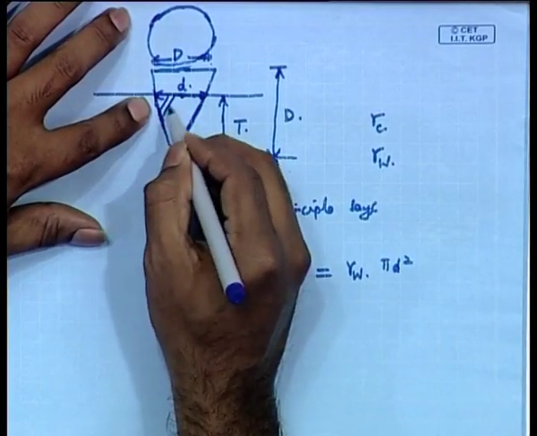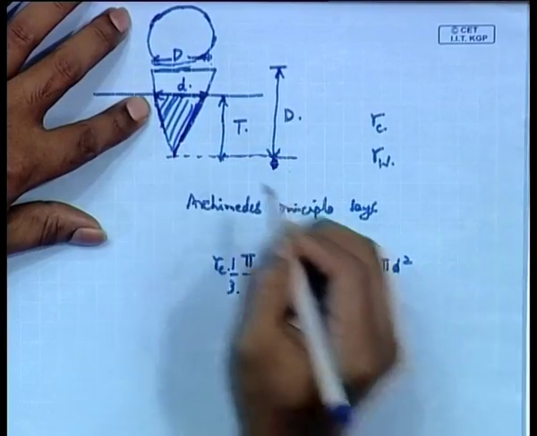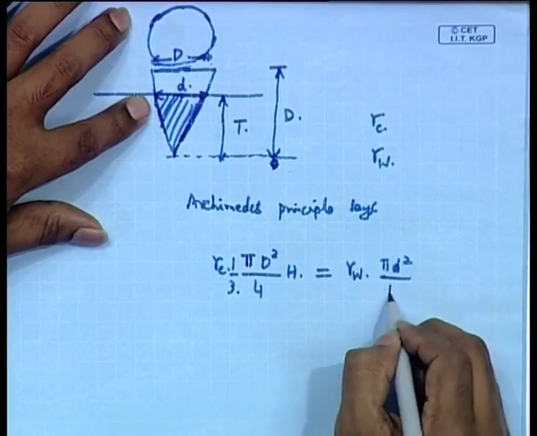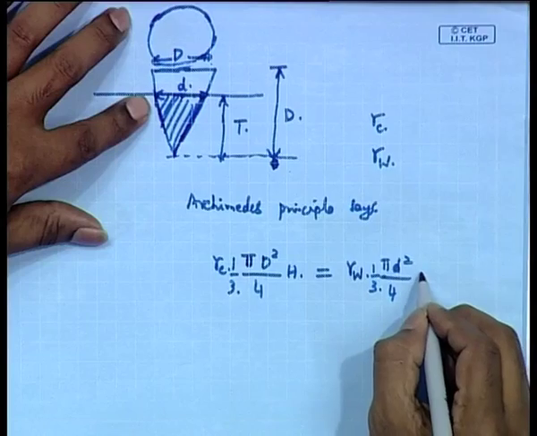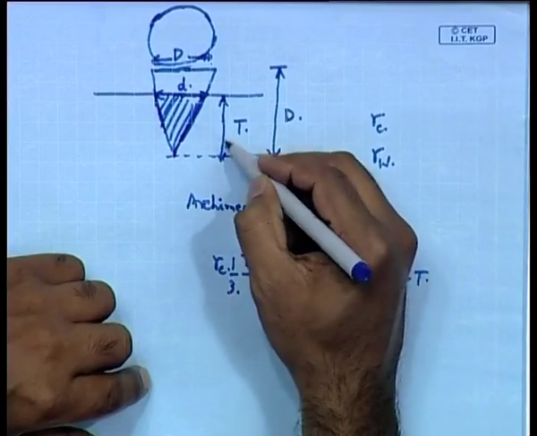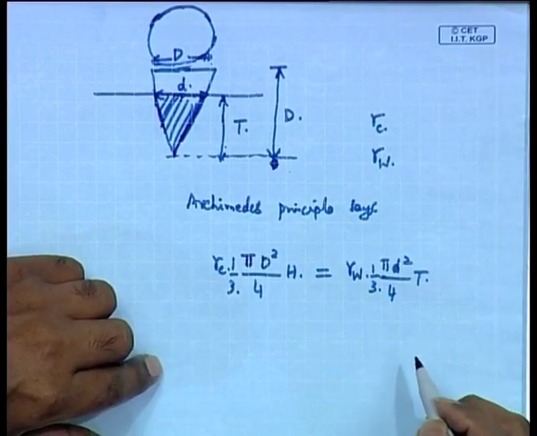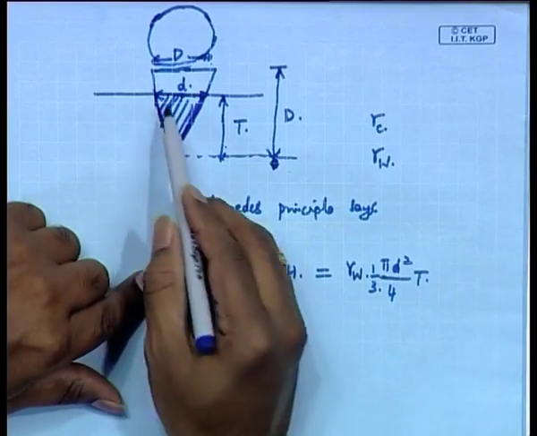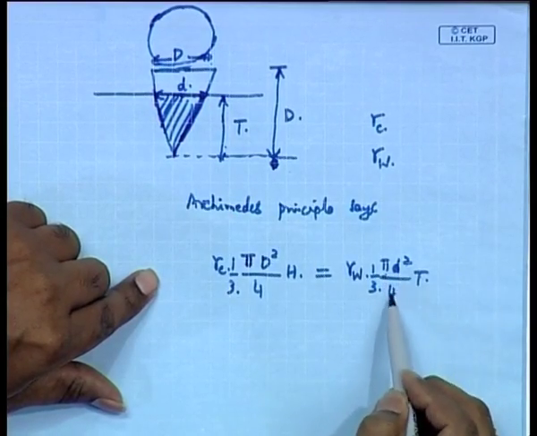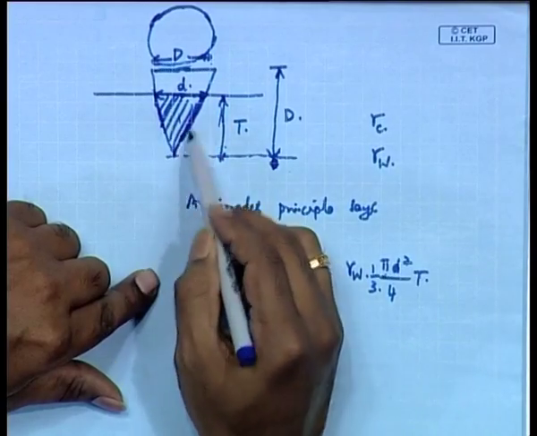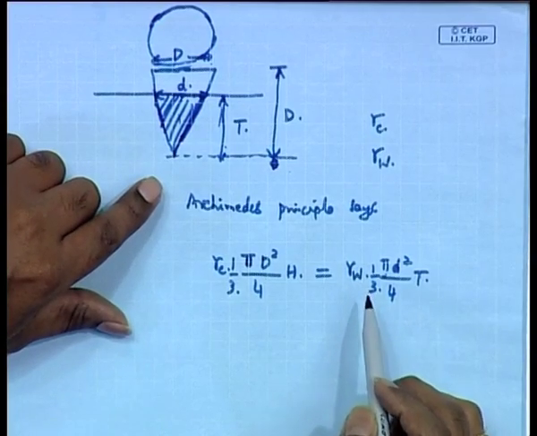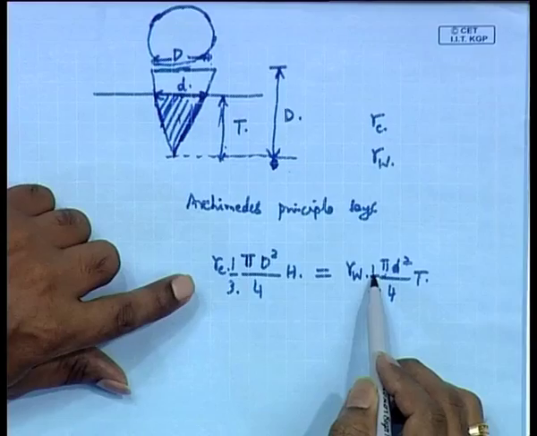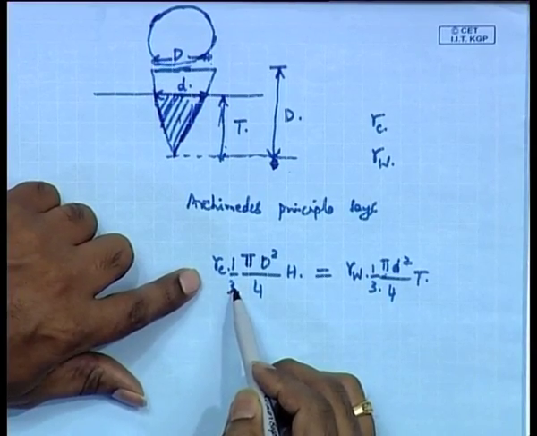This much volume of water has been displaced: 1 by 3 pi d square by 4 into h into t. Here t is the height of the submerged cone. So the volume of water displaced is 1 by 3 pi d square by 4 t. Multiplied by gamma w, this gives the weight of the water displaced. So the weight of the water displaced is equal to the weight of the cone.